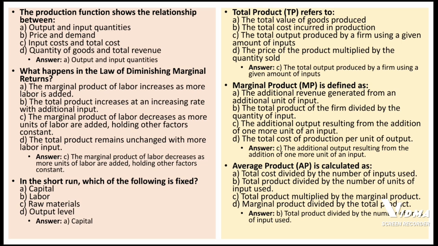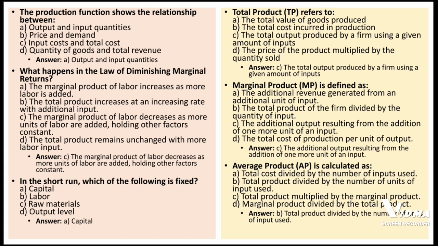The production function shows the relationship between, answer is A, output and input quantities. What happens to the law of diminishing marginal returns? Answer is C, the marginal product of a labor decreases as more units of labor are added, holding other factors constant. In short run, which of the following is fixed? Answer is A, capital. Total product refers to, answer is C, the total product produced by a firm using a given amount of inputs. Marginal product is defined as, answer is C, the additional output resulting from addition of one more unit of an input.